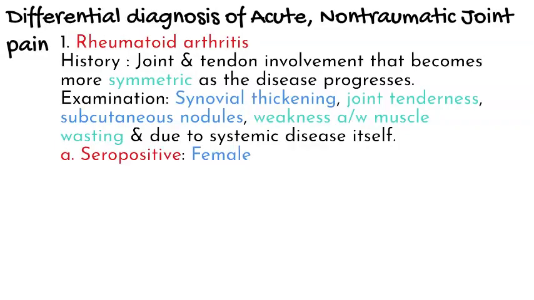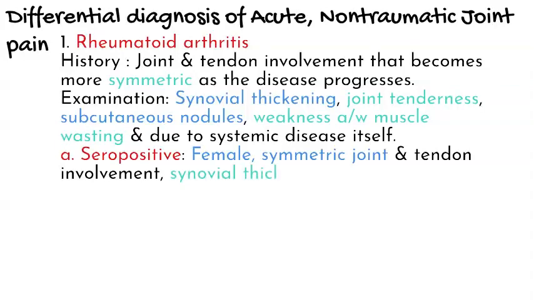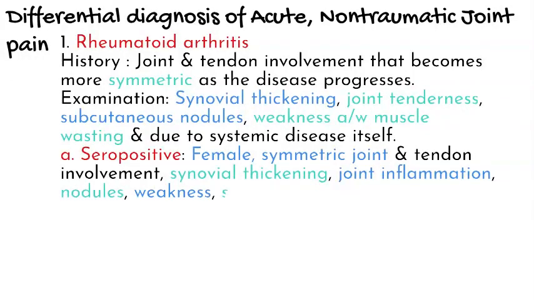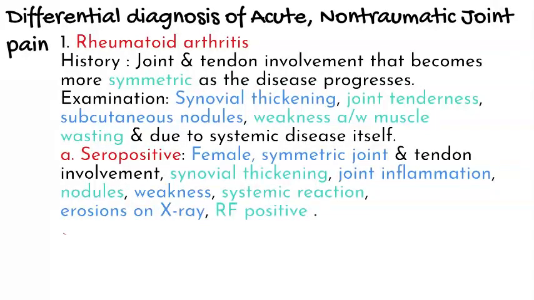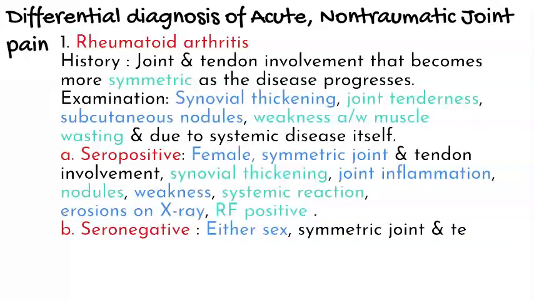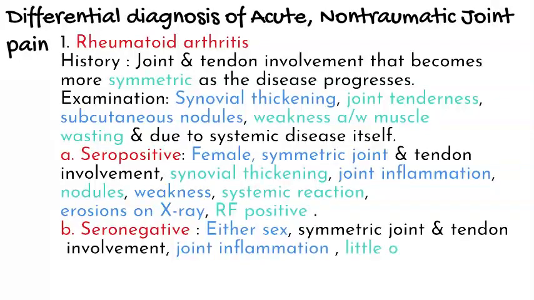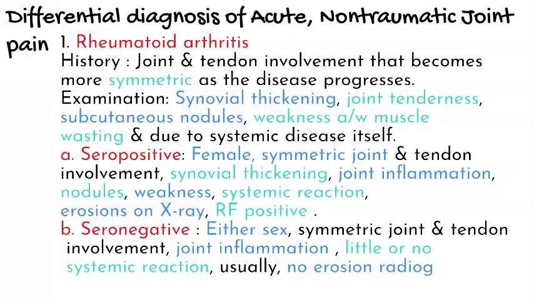A. Seropositive rheumatoid arthritis, usually in females, symmetric joint and tendon involvement. There is synovial thickening, joint inflammation, nodules, weakness, systemic reaction, erosion on X-ray. Rheumatoid factor is positive. B. Seronegative rheumatoid arthritis is in either sex, symmetric joint and tendon involvement, joint inflammation, little or no systemic reaction, usually no erosion radiographically, and rheumatoid factor is absent.